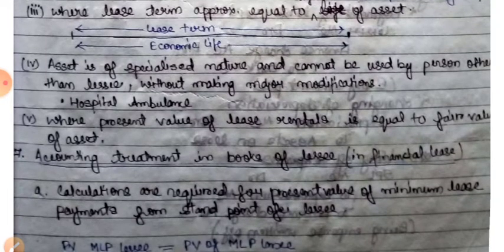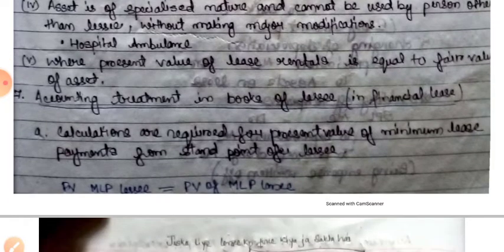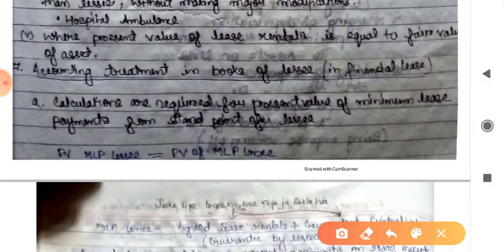Fourth option is specialized nature of asset. Specialized nature of asset means the asset cannot be used by any other person except the lessee. For example, hospital ambulances are only used for taking patients from their homes to hospitals, and ambulances are of no other use except carrying patients. Fifth, where PV of lease rentals is equal to fair value of asset. This is also very important, we will discuss it.